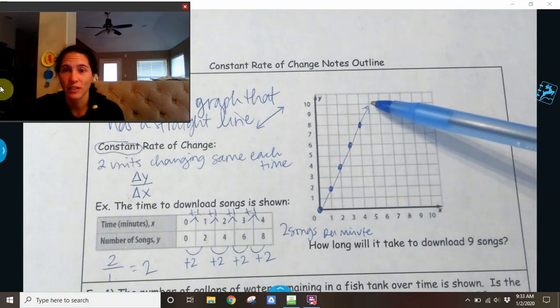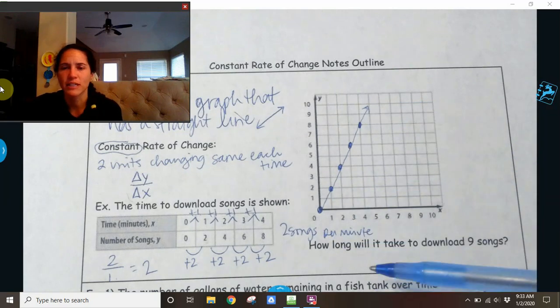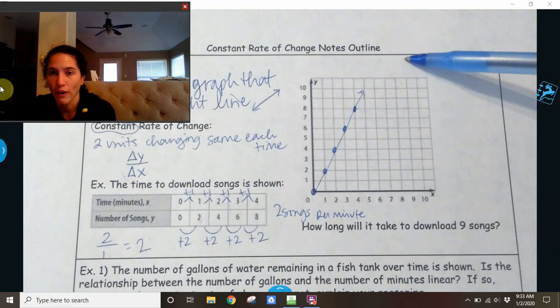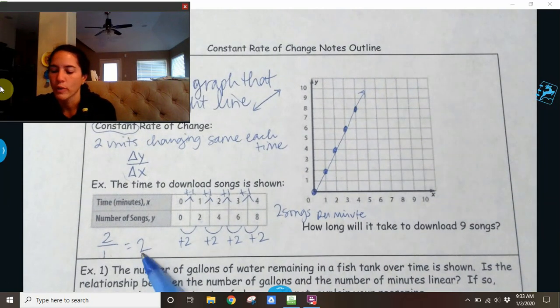I have a linear relationship. So now my question says, how long will it take to download 9 songs? Well, you could look at the graph, but we haven't graphed it out that far, or we could use our information. And 2 songs per minute.